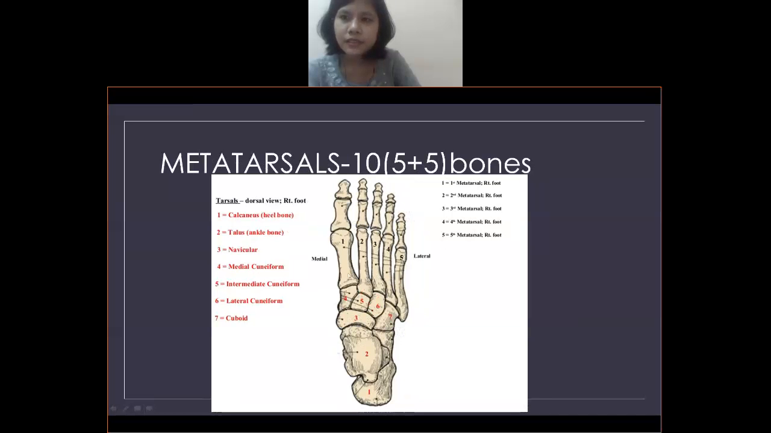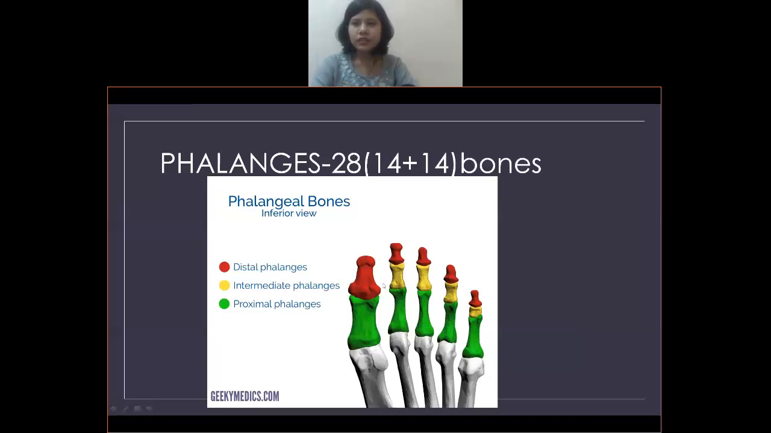Next are your metatarsals. How many metatarsals do you have? 5: 1, 2, 3, 4, 5. So total 5 plus 5, 10. So 10 metatarsals you have. Last are your phalanges. Phalanges you have 14 each side, 14 and 14. So 14 plus 14 is equal to 28. So 28 phalanges you have.